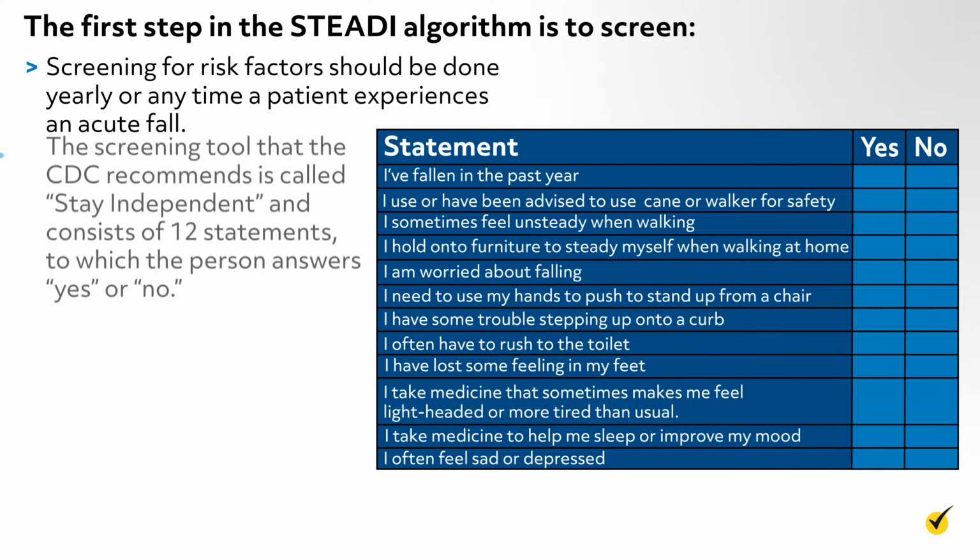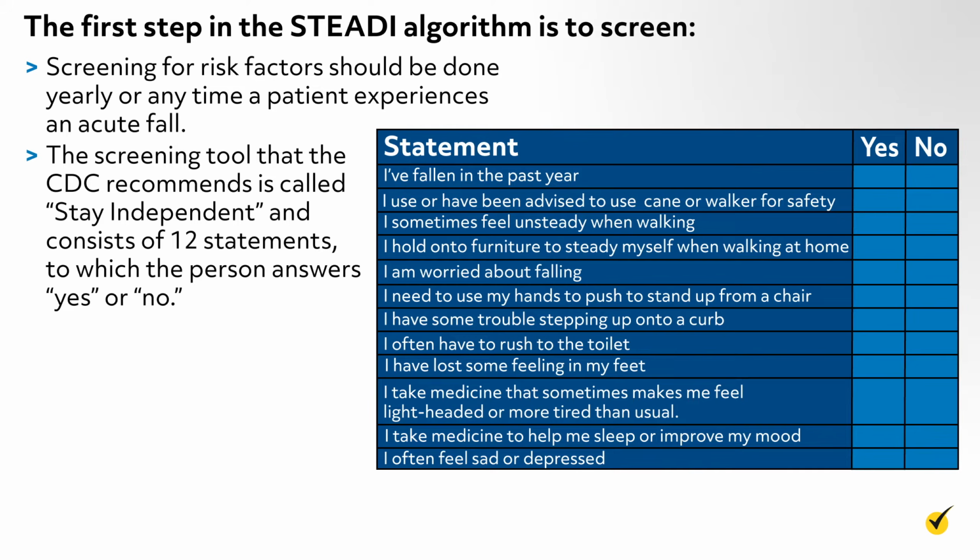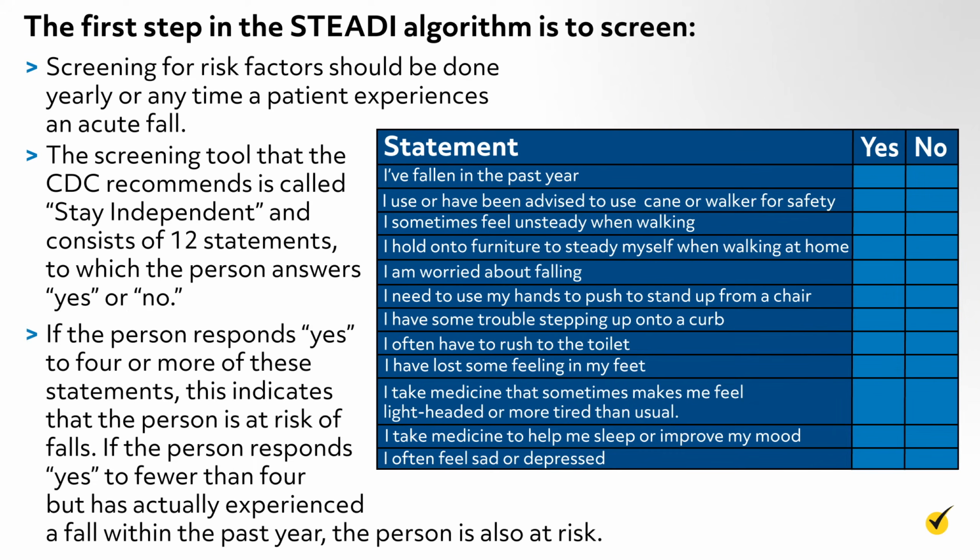The screening tool that the CDC recommends is called Stay Independent and consists of 12 statements to which the person answers yes or no. If the person responds yes to 4 or more of these statements, this indicates that the person is at risk of falls. If the person responds yes to fewer than 4 but has actually experienced a fall within the past year, the person is also at risk.